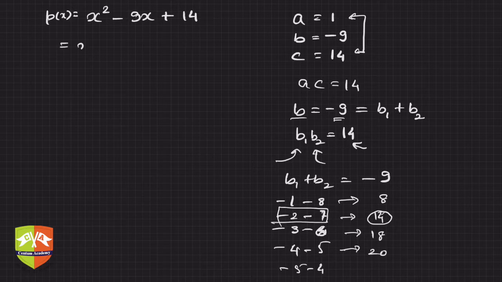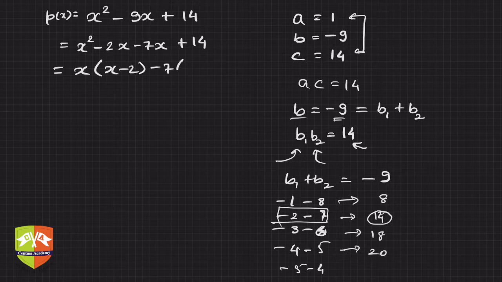So let us do that. So x square, I can write minus 9x as minus 2x minus 7x plus 14. Now again, take commons, x common, x minus 2, minus 7 common, x minus 2 again. If you see, you can directly write this factor here and just try to match with the multiplication. So if you write x minus 2 here, what should be written over here so that the product gives you minus 7x? So clearly minus 7 should be fitted in here, right?